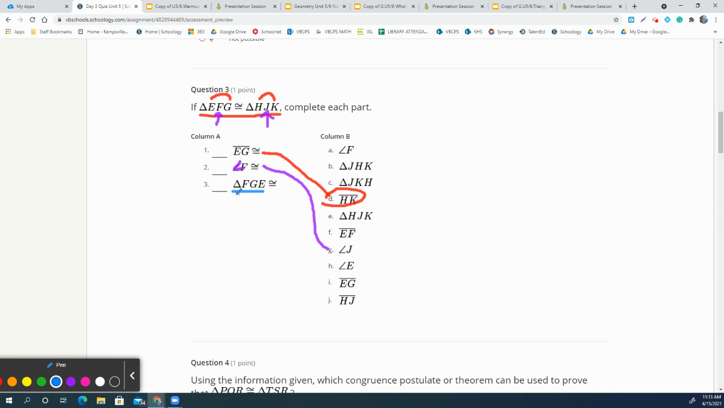Then this one is triangle. So sometimes this symbol will be a triangle. That means I'm talking about the whole shape. If this was just angle FGE, this symbol is different. That's an angle and that's a triangle. Then I'm talking about angle G on the F side. But this is triangle, so it's got to match. It's got to be one of these 3. FGE, middle, last, first. So it's got to go JKH, middle, last, first. JKH matches here. Okay, the order matters.